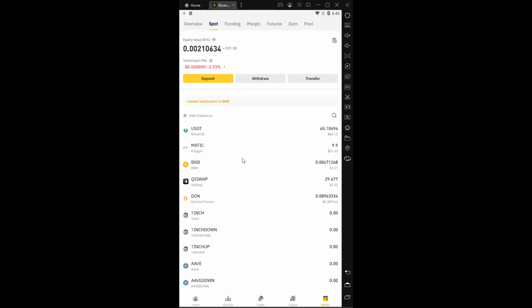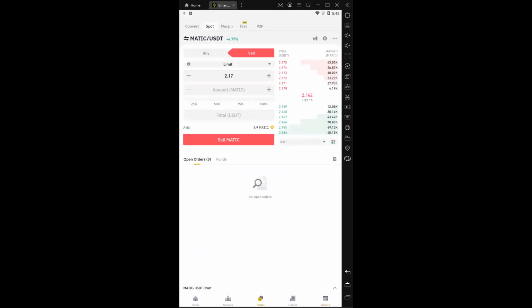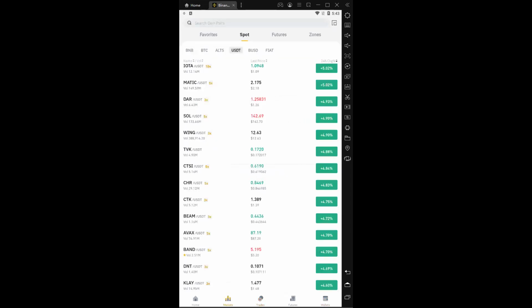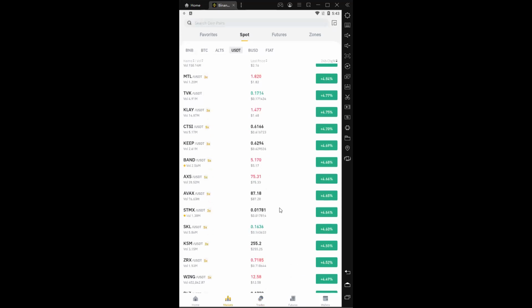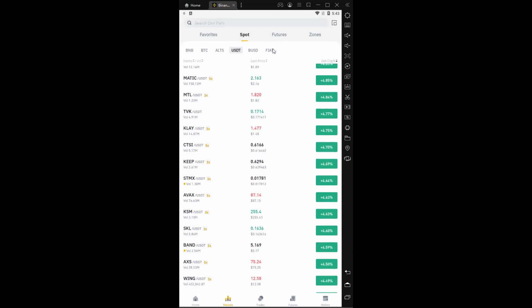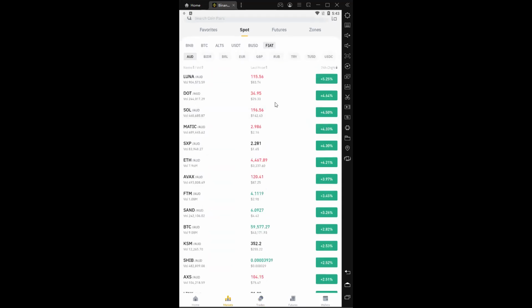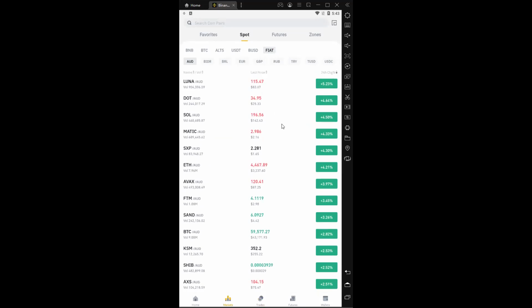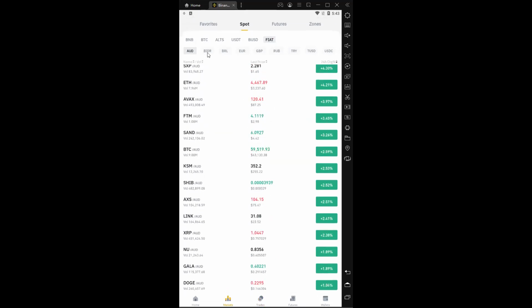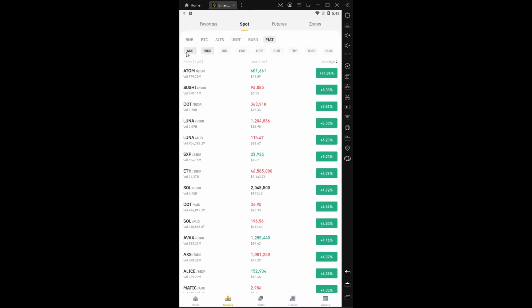So do you get that now? Okay, that is how the trading part works. On an exchange, there are different kinds of coin. There's the usual coin which we have here, all these coins with USDT. There are fiat coins, which are pegged against traditional currency. So this Luna is pegged against the Australian dollar.